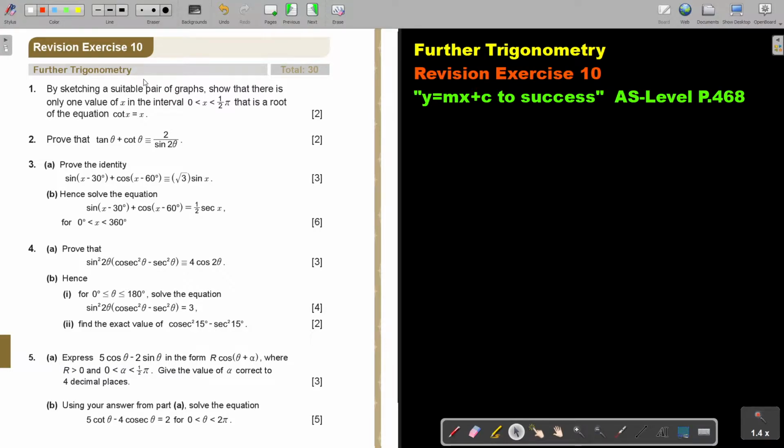Okay. So by sketching a suitable pair of graphs, show that there is only one value of x in the interval x bigger than 0 and smaller than a half pi that is a root of the equation. Okay. So let's start with number 1.